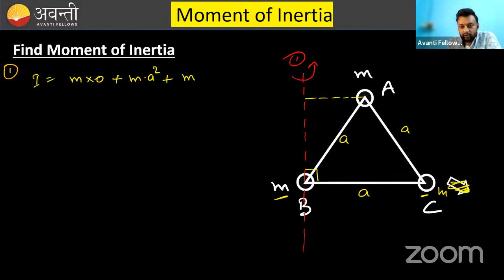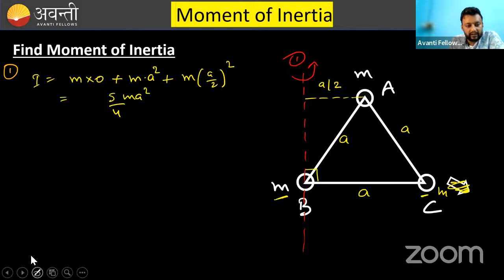And what is the value of this distance? You can see by geometry, it's A by 2. That will be A by 2 square. So what will it become? Ma square plus ma square by 4, that is 5 ma square by 4. This is how we can calculate moment of inertia. Very good, Veena. A by 2.